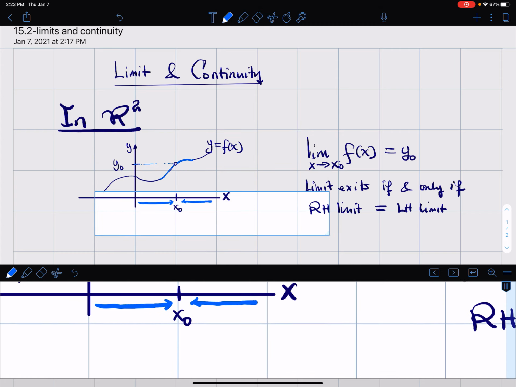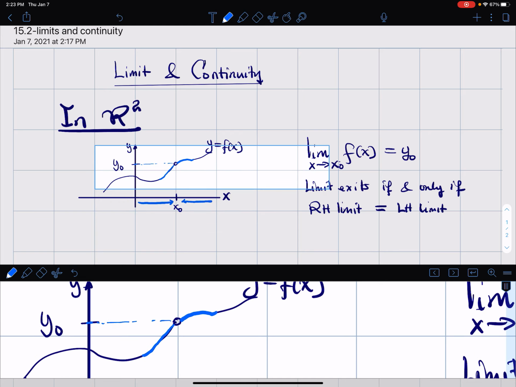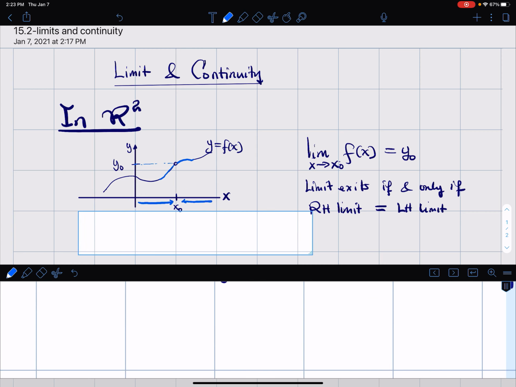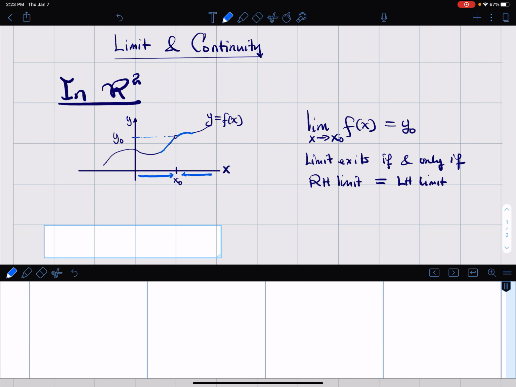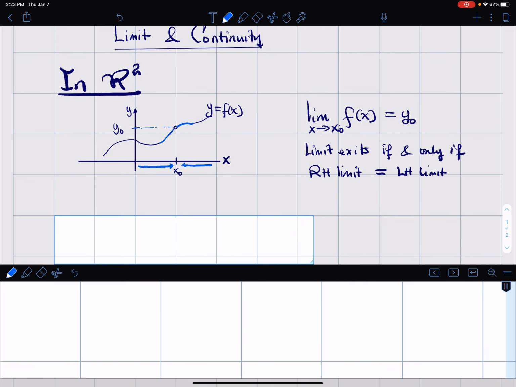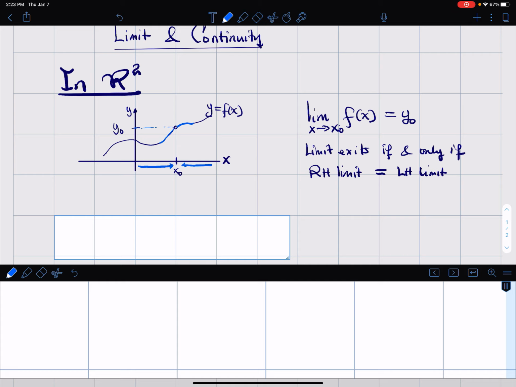either way. So this limit exists, even though if you remember from Calc 1 that this is not continuous at x naught. The function is not continuous at x naught, but that's not our focus now. Let's just look at limits. Now, let's try to do the same thing in R3.